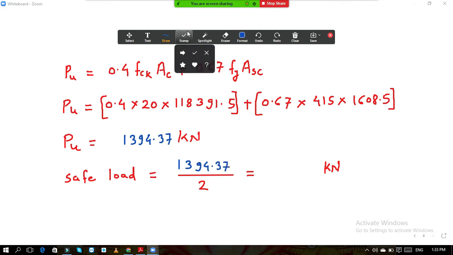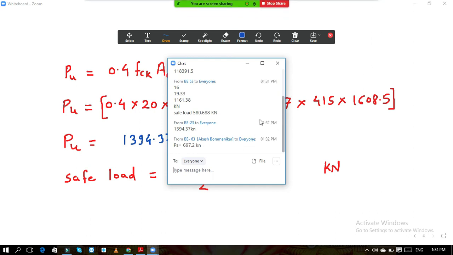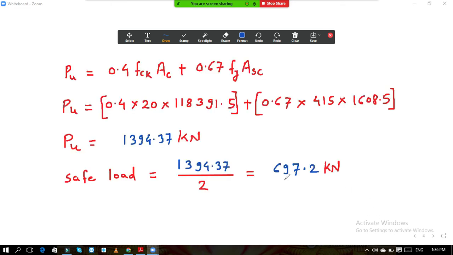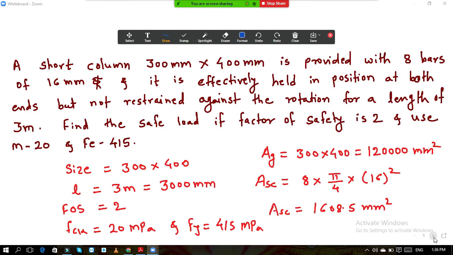That answer is also already given: 697.2. Okay, this is 697. We will move to the next problem now. In this way, here if you see, we have calculated the final answer. The problem is very easy, and this problem is asked for 8 to 10 marks in the examination.